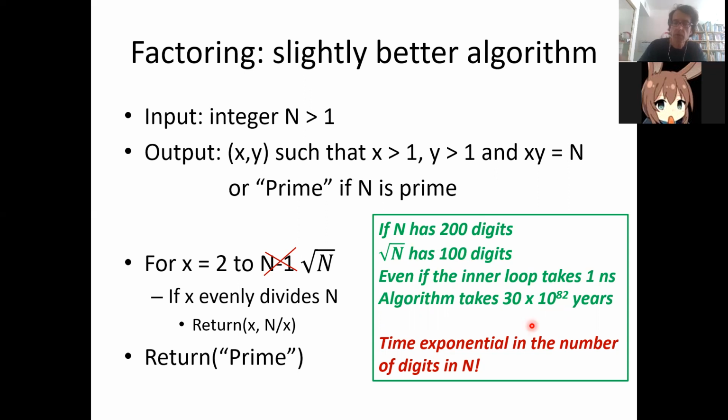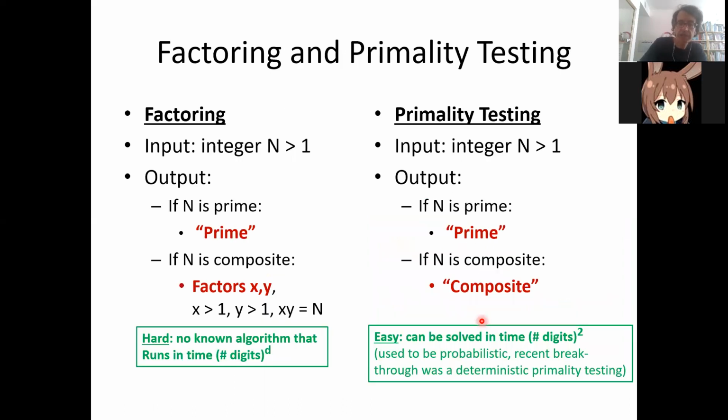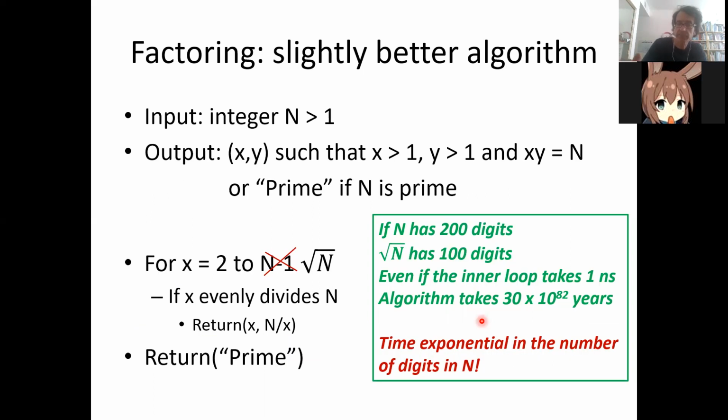Yeah. So this is because this algorithm is exponential in the number of digits. So basically, it's not feasible for large numbers. What we would like is to have an algorithm that is polynomial in the number of digits, rather than exponential.